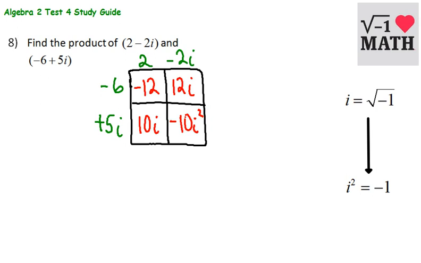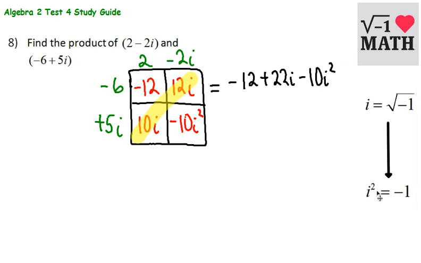Well, let's combine some like terms. Got some i's there in the middle to combine. So if we did that, that would give us negative 12 plus 22i minus 10i squared. Again, we're going to make this substitution here. We know that i squared is equal to negative 1. So anytime, anywhere I see an i squared, I'm going to replace it with negative 1. So negative 12 plus 22i.